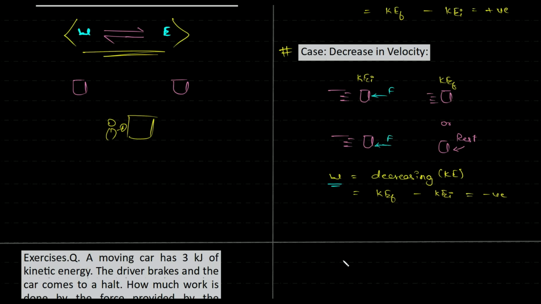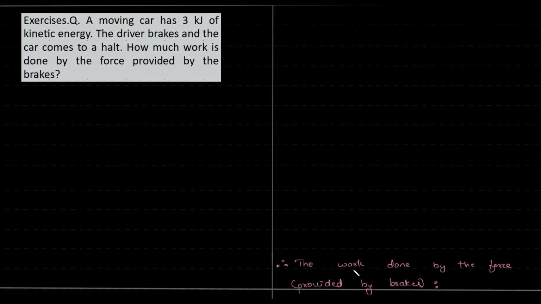So I have a simple question over here. It's a textbook question only. The moving car has 3 kilojoule of kinetic energy. Okay, it already has that. So we have an object. Let me show it as a white car. Okay, we have a white car.